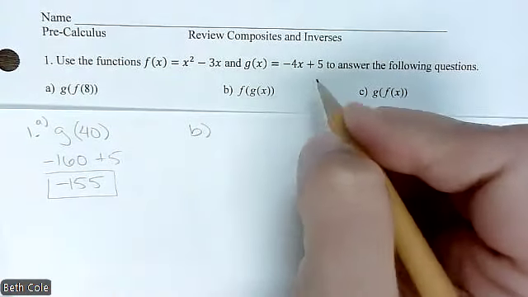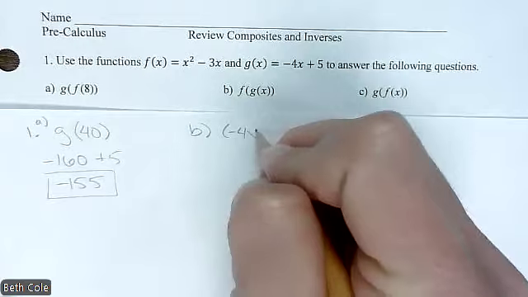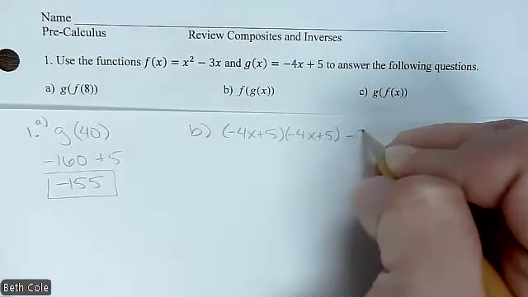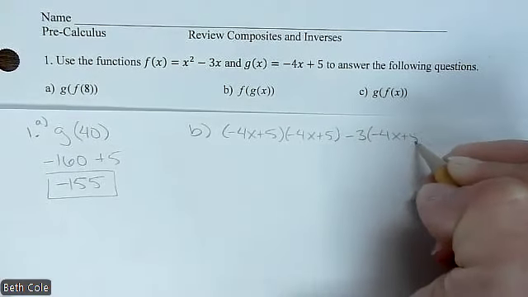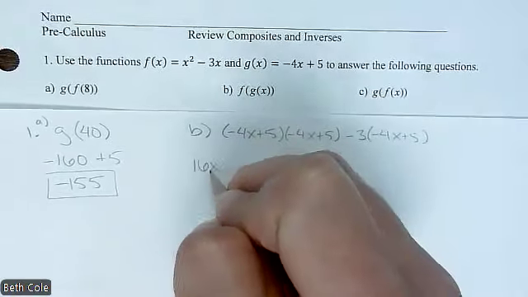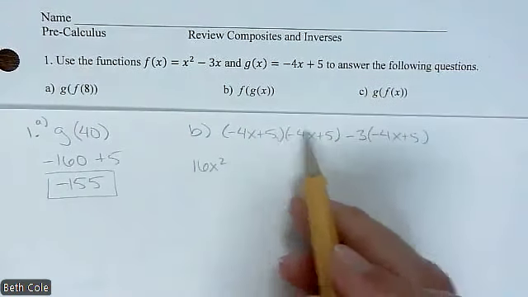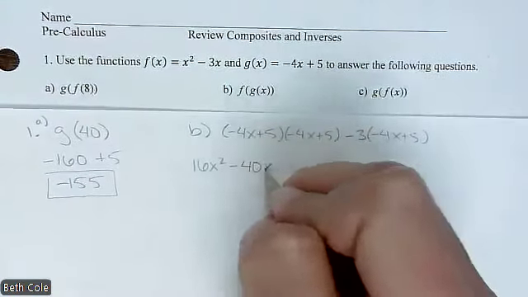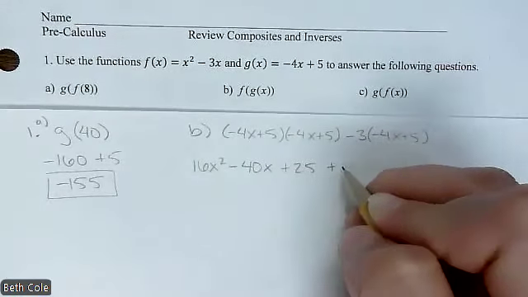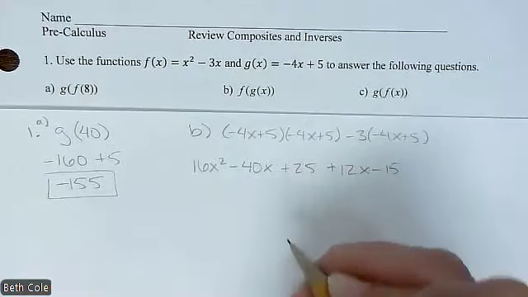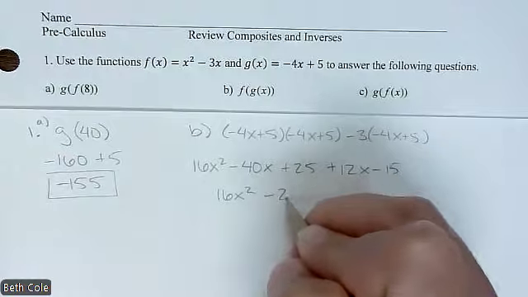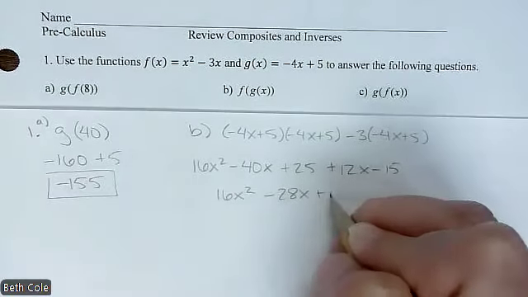All right, B. G gets plugged into F. All right, so a lot of negatives here. This is going to be 16x squared. You would have minus 20x and minus 20x, so minus 40x plus 25. And then I'm going to distribute the negative 3. What is that? Minus 28x and then plus 10.